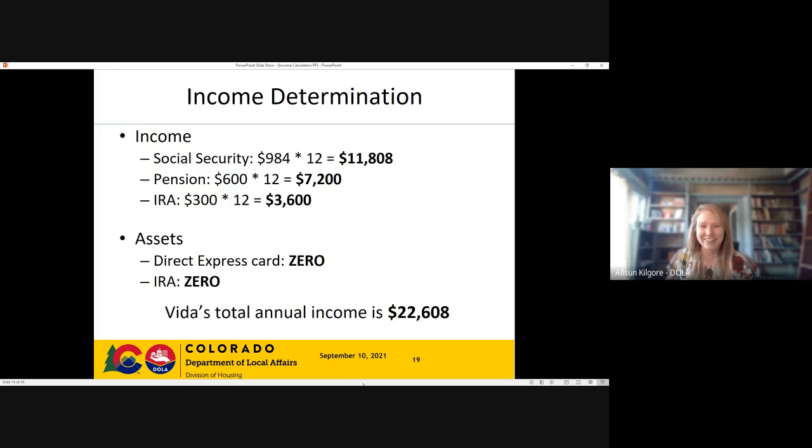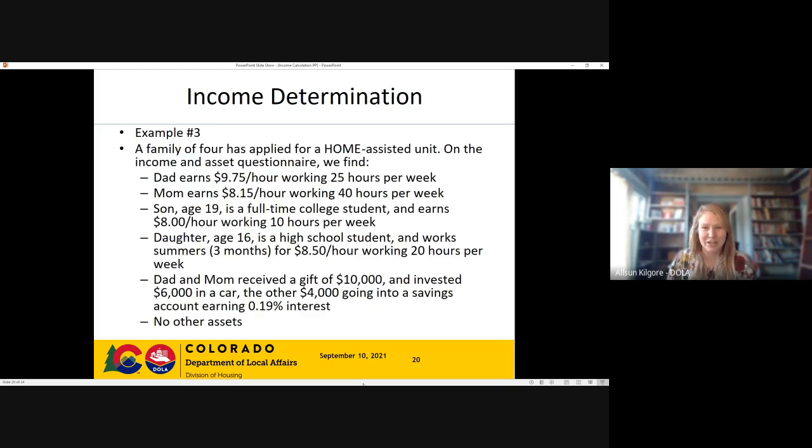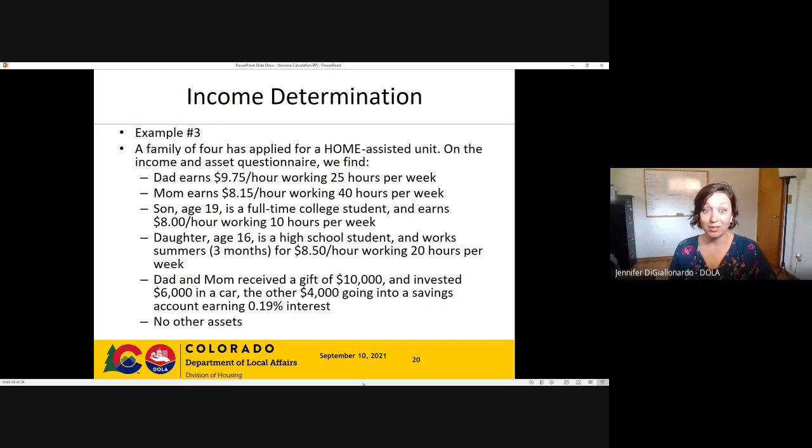All right. I'll hand it back to Jennifer for example 3. Great. So for example 3, we have a lot going on with this one. We have a family of 4. They've applied for a home assisted unit, a DOH unit. And on the income and asset questionnaire, they have reported that dad earns $9.75 an hour. He's working 25 hours per week. Mom is also working. She earns $8.15. She's working 40 hours a week.